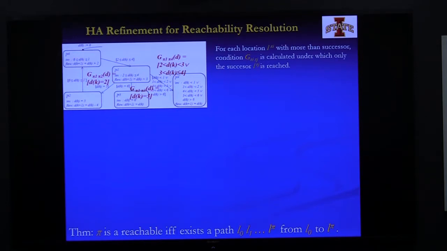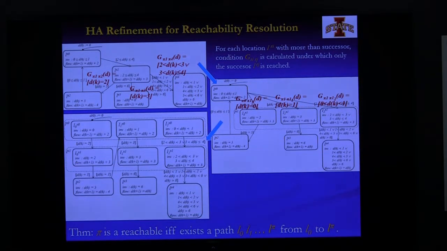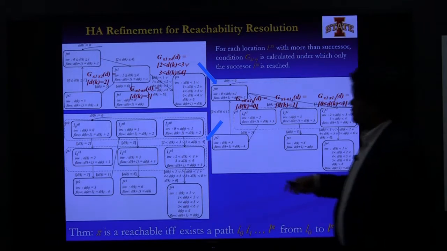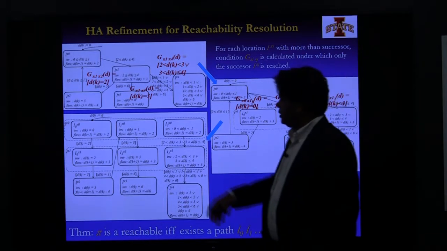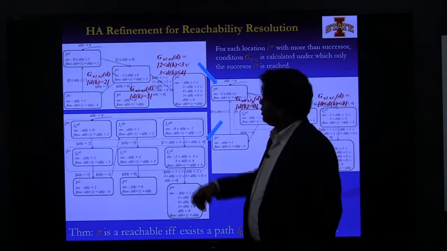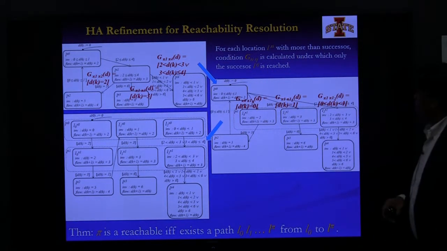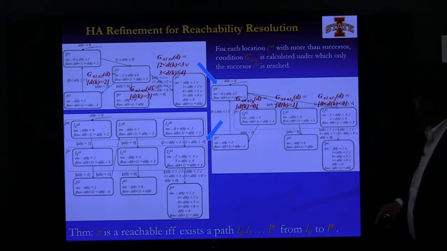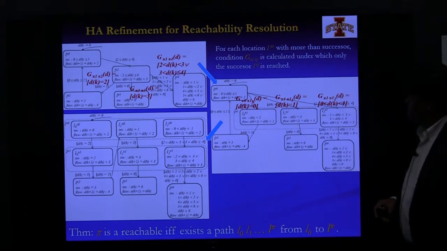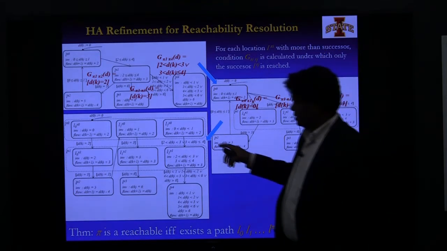We have a state space refinement algorithm that goes through steps. I won't go into detail, but in the end, it'll start with a structure like this, and we'll end up with a structure with the property that each location has a unique successor. So here, this location has three successors. It gets refined in the first iteration and split into three sublocations, and each one has its own unique successor. In the next step, this location, which has three successors, gets refined.